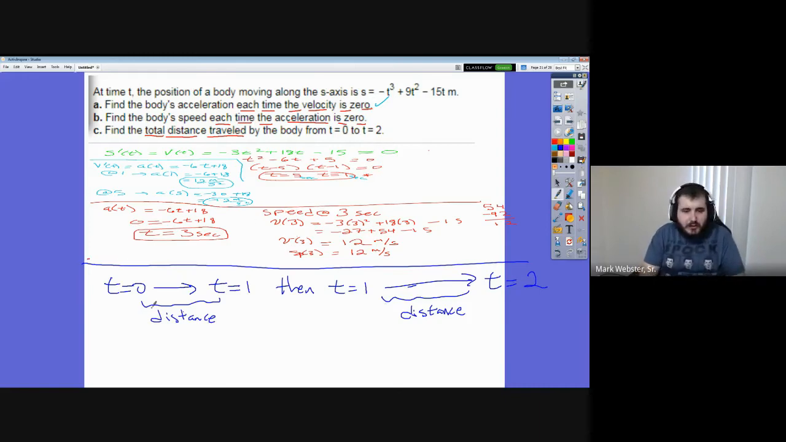All right, so let's find this distance from 0 to 1. Well, what is it? We've got to figure out what the distance is at 0. So we're starting out at 0. That's great. And then at t equals 1, let's plug it in. 1 cubed is 1, so this is negative 1.